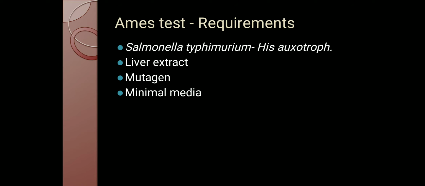We need liver extract. As I told you earlier, certain chemical compounds, when directly tested, will give the result as not mutagenic. But once it is processed in the mammalian liver, it will become mutagenic. So therefore in the Ames test, it is very important to use mammalian liver extract to know whether the chemical compound is mutagenic or not.